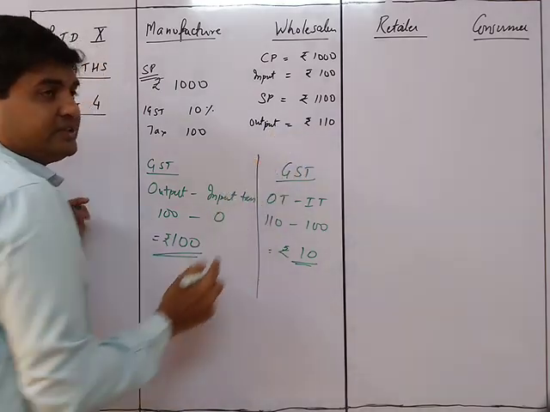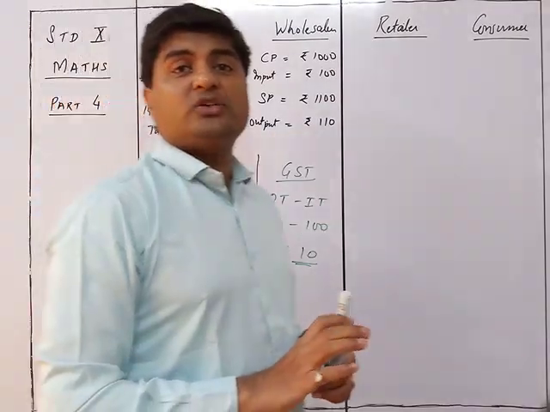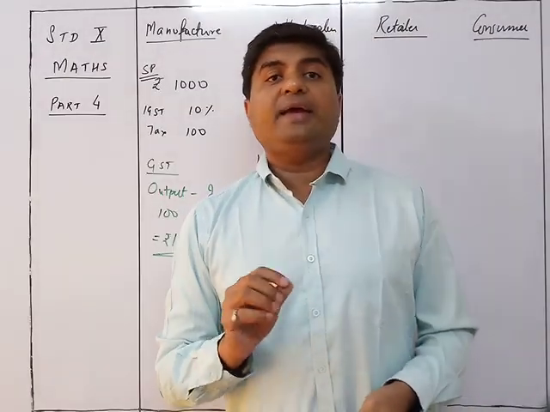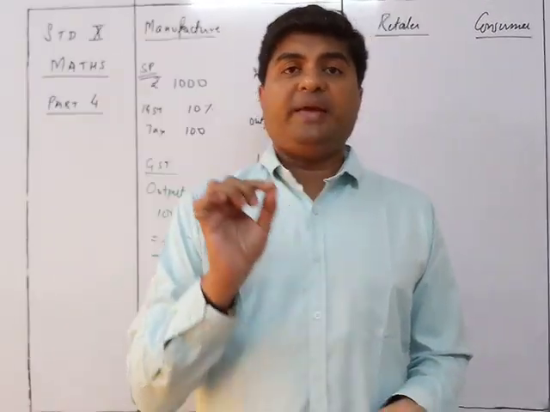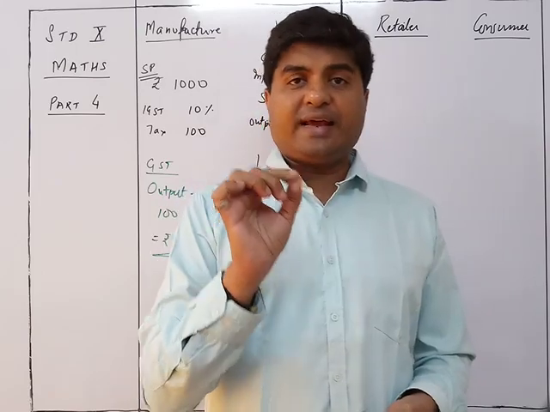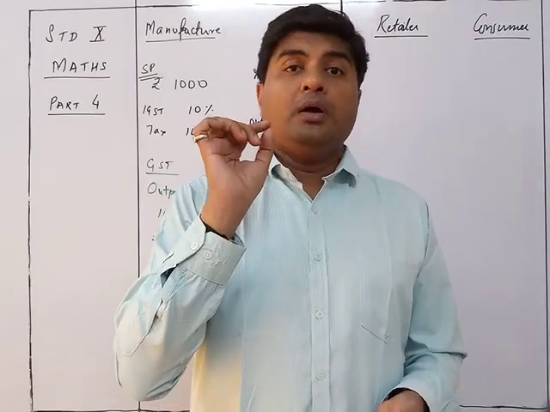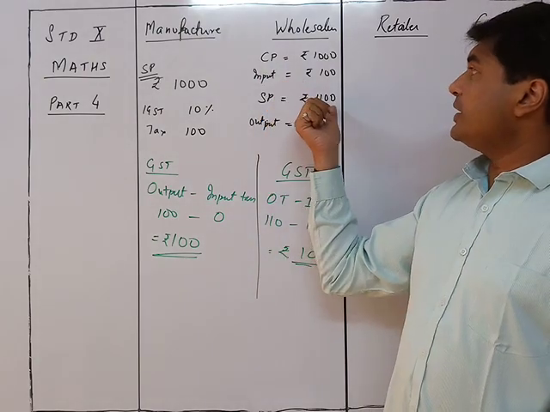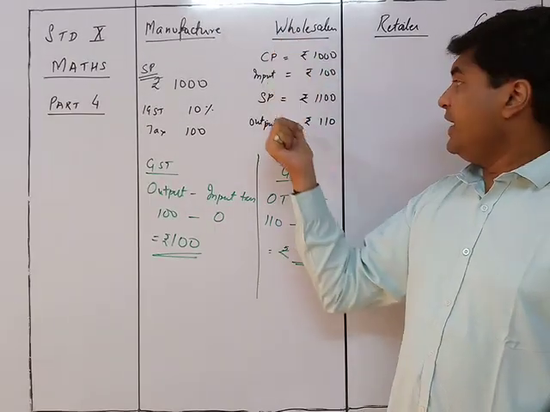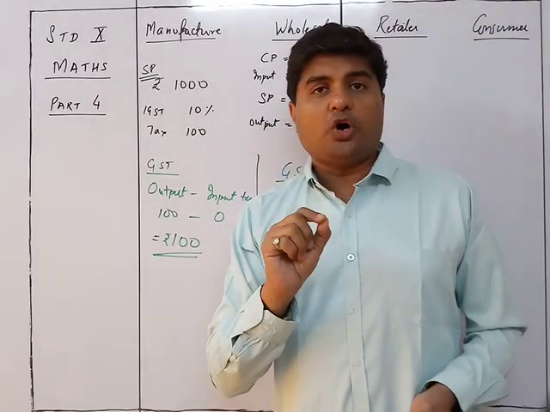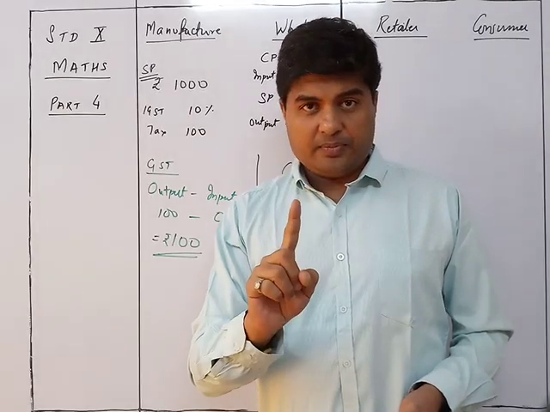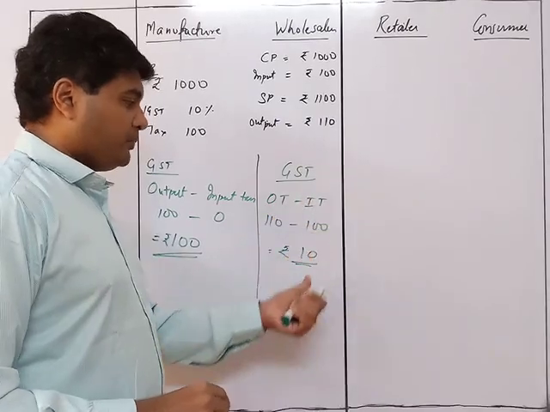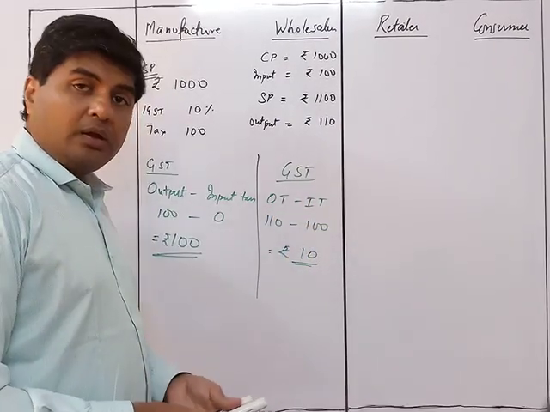So this wholesaler, when he is going to make his payment to the government, he is going to pay only rupees 10 as the tax against the transaction. Okay, he sold it for 1,100, he bought it for 1,000 rupees, and the amount he is going to pay to the government will be only rupees 10. That is like this, output minus input as rupees 10.